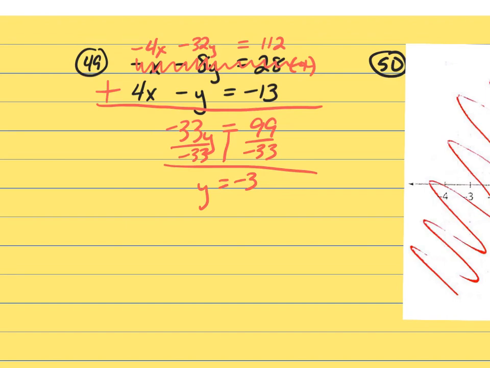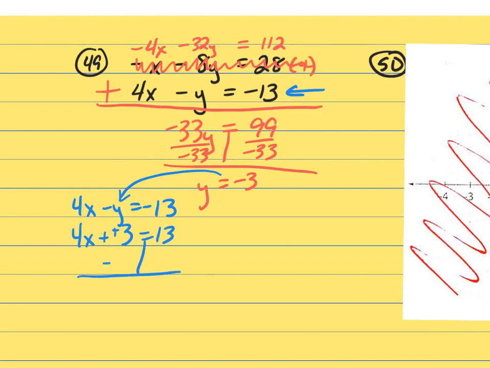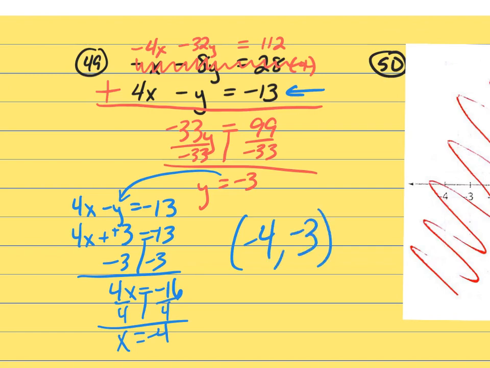Now we always got to go back and get our other variable, and I'm going to pick the bottom equation. It looks easiest to me. So 4x minus y equals negative 13, but I'm going to plug in a negative 3 for my y. So it's 4x minus a negative 3, which again changes to plus positive. And quick upside down t's, subtract 3, and I get 4x equals, sorry, that's a negative 13, gives me negative 16. And then I divide by 4, and I get x to equal a negative 4, which means my answer is negative 4, negative 3.